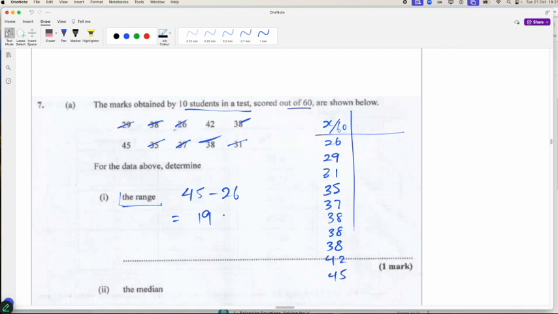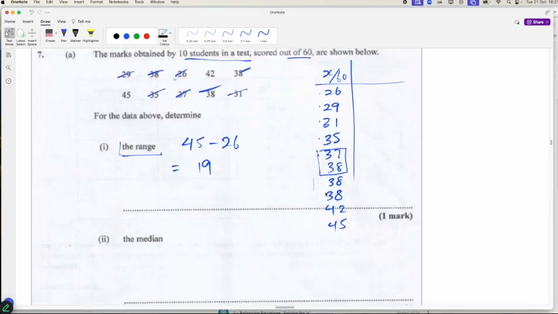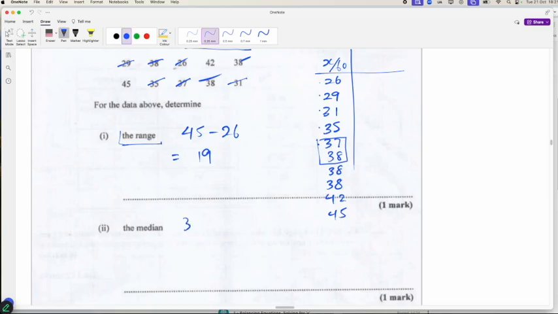The median here, well, out of 10, we already put them in order here. So 1, 2, 3, 4, 5, 6, 7, 8, 9, 10. The median will be in the middle, which is these two. So the median will be 37 plus 38 divided by 2. So I get 37.5. Thank you very much.